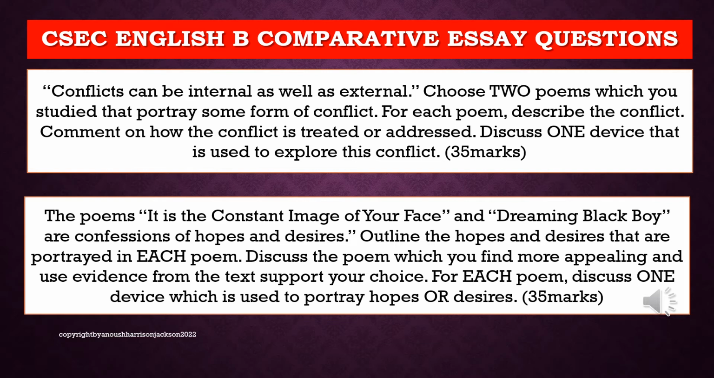35 marks. Question 2. The poems It Is the Constant Image of Your Face and Dreaming Black Boy are confessions of hopes and desires. Outline the hopes and desires that are portrayed in each poem. Discuss the poem which you find more appealing and use evidence from the text to support your choice. For each poem, discuss one device which is used to portray hopes or desires. 35 marks. Which of these two questions is an open question and which is a closed question? Can you figure it out?